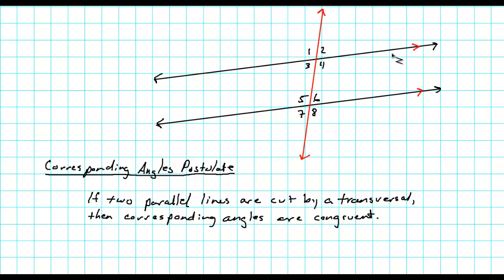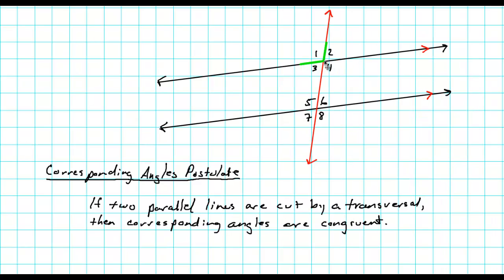So two parallel lines, here they are, parallel lines, are cut by a transversal. Here's our transversal. Then the corresponding angles. So I'm going to highlight an angle here. I'm going to highlight angle 1. Corresponding angles are congruent only when two parallel lines are cut by a transversal. So that means angle 1 and angle 5 are the same, right? So hopefully you see that angle 1 and angle 5 are the same.